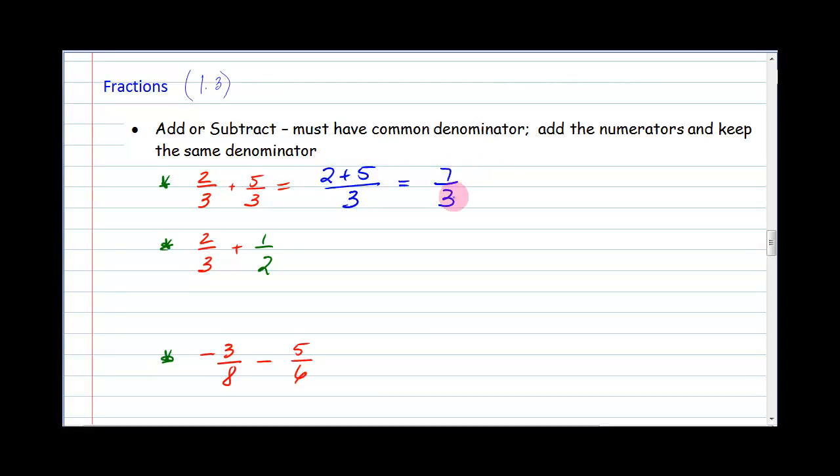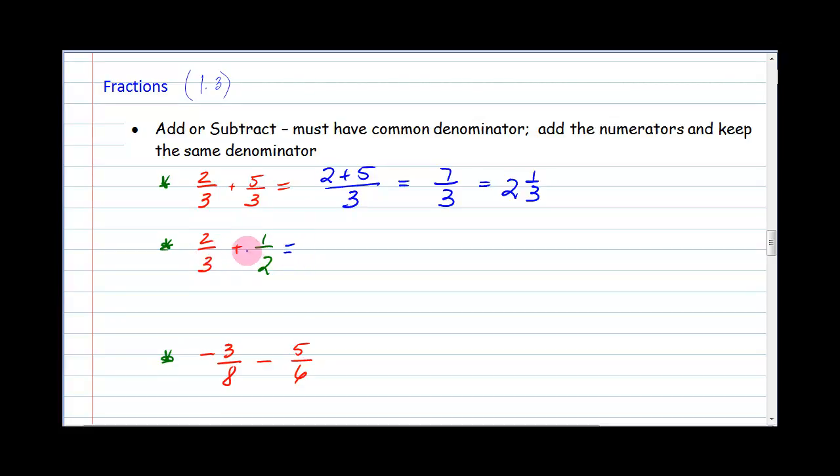I can leave this answer as 7/3, or I could rewrite this answer as a mixed number, which would be 2 and 1/3. I get that by dividing 3 into 7. It goes in 2 times with a remainder of 1. I put the remainder over the denominator. Okay, so when we add or subtract fractions, we're adding and subtracting the numerators and leaving it over the same denominator. Let's practice that again.